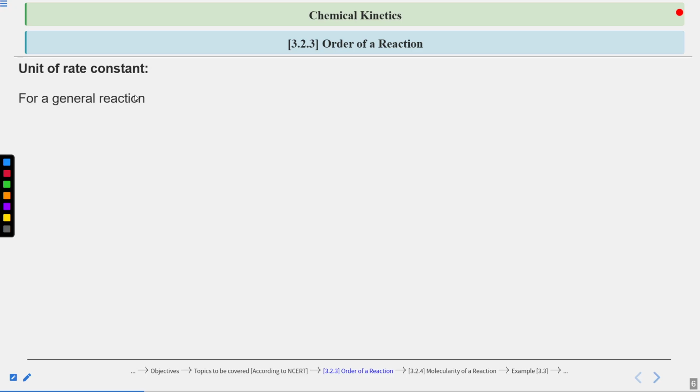For a general reaction given by small a capital A plus small b capital B giving small c capital C plus small d capital D, where capital A and capital B represent the reactants, capital C and capital D represent the products, and small a, b, c, d represent their stoichiometric coefficients. That means the moles or the amount of A and B or C and D which are present in this reaction. So let's suppose a general reaction which is given by this.